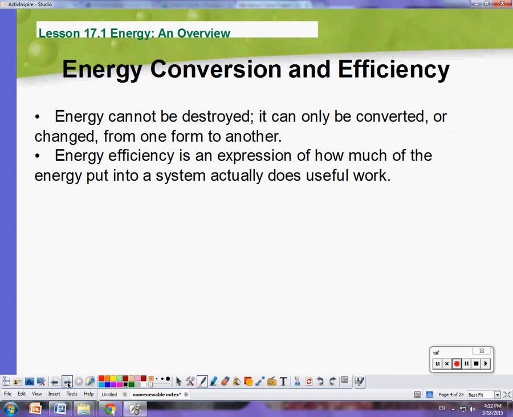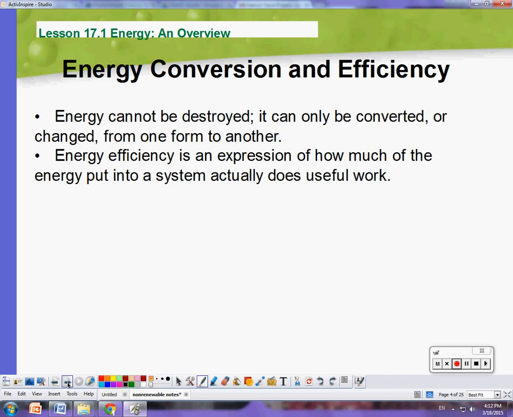Energy conversion and efficiency, you have to remember the law of thermodynamics. Energy cannot be created nor destroyed. It can only be converted from one form into another. In many cases, when it's converted from one form to another, it's converted from one form into many other forms. So, for example, firecracker, that energy is being transformed to sound, heat, and light.